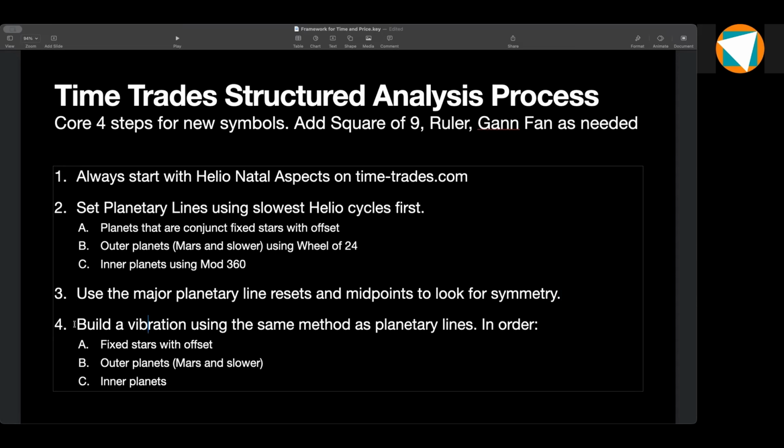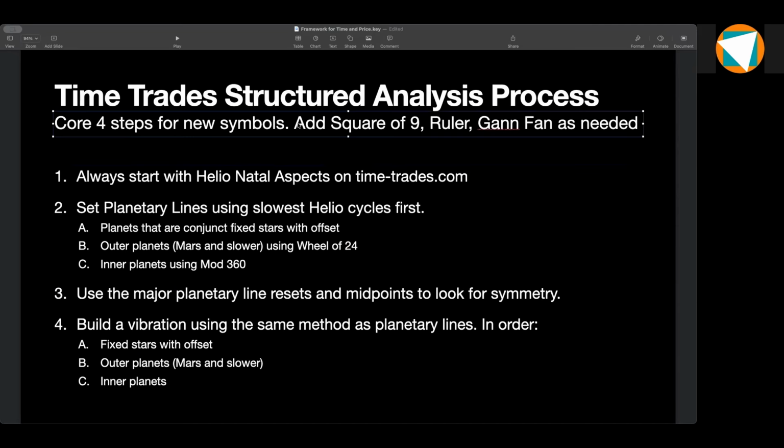Then step 4 involves building the vibration using the vibration scripts, using the same method as the planetary lines, starting with the fixed stars with the offset. Those should have priority. Then the outer planets, and then finally the inner planets. You can stop at any time in this process once you get a vibration that you're happy with. That's the structured analysis process I would suggest any Time Trades user start with. From here, this provides a baseline for your chart.